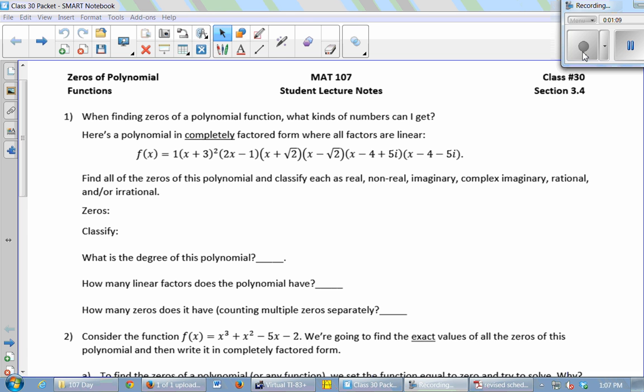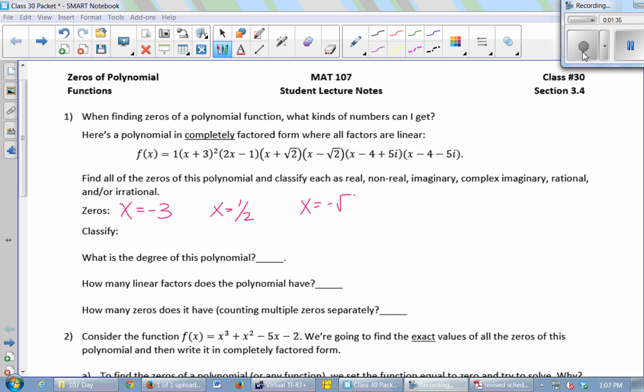Okay, first, let's just find all the zeros. -3, because x plus 3 is a factor, which means x equals -3 is a zero. And then what else is a zero? 1/2, because 2x minus 1 is a factor. You set that equal to 0 and solve, and you get x equals 1/2. And then negative radical 2, radical 2, 4 plus 5i, and 4 minus 5i.